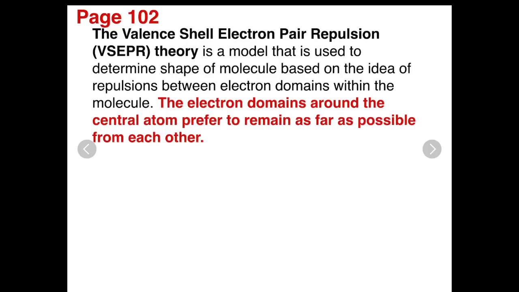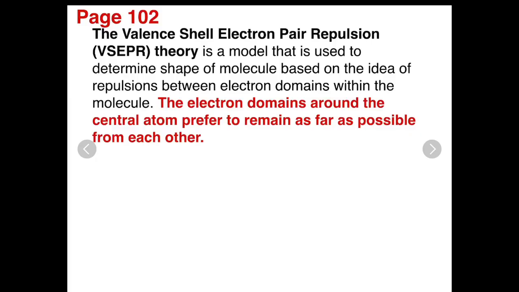The valence shell electron pair repulsion, or VSEPR theory, is a model that is used to determine the shape of the molecule based on the idea of repulsion between electron domains within the molecule. The electron domains around the central atom are what we are going to focus on. We need to make sure the electron domains around the central atom stay as far as possible from each other to minimize the repulsion between them.